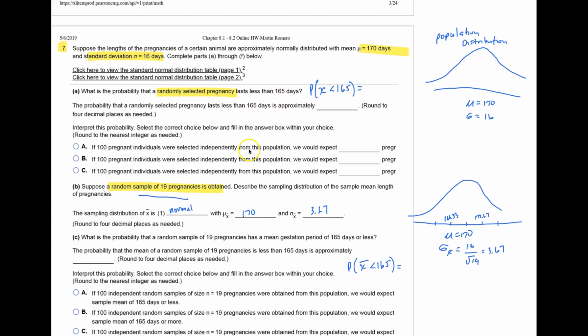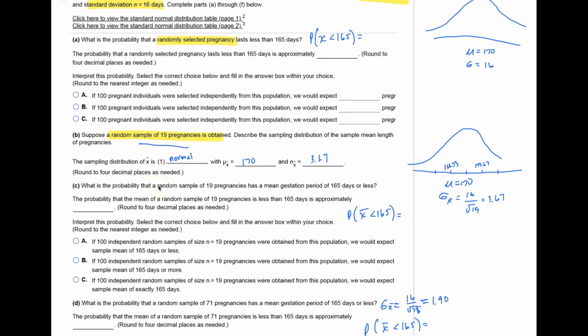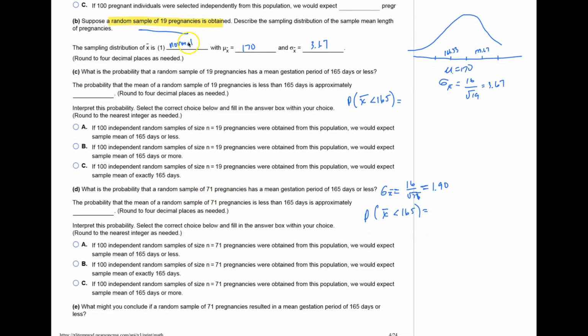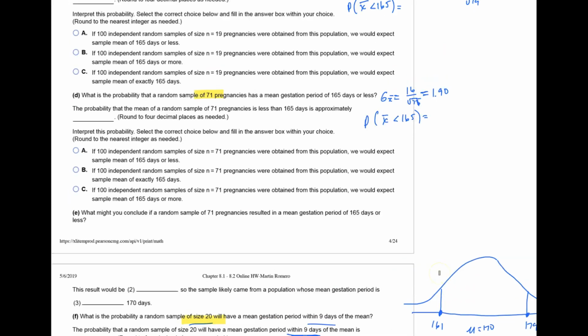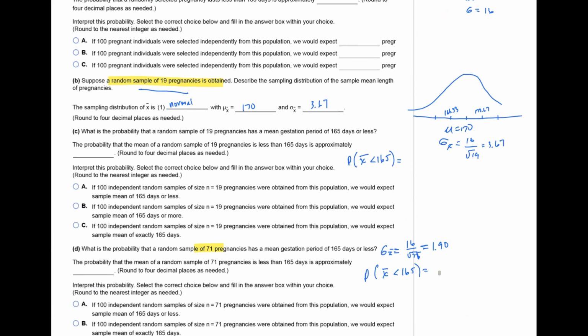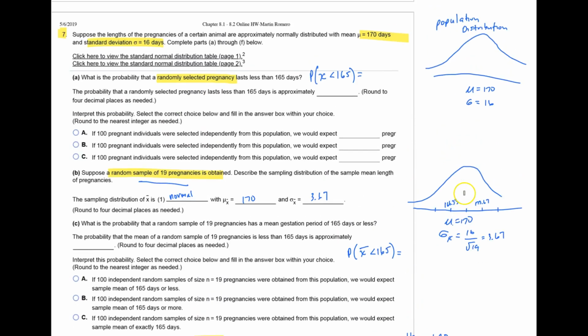Now, what we're going to do in this chapter again is we take samples from the population, and when we take samples of different sizes like 19, 71, 20, we end up with different distributions because we're looking at the distributions of the samples, right? And the sampling distributions would have the mean of the population, but it's the standard deviation or the standard error that ends up with different values.